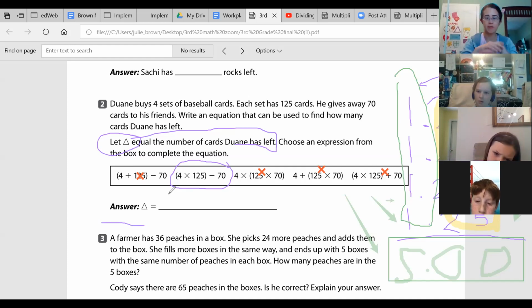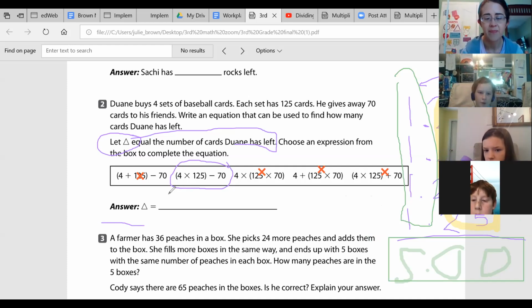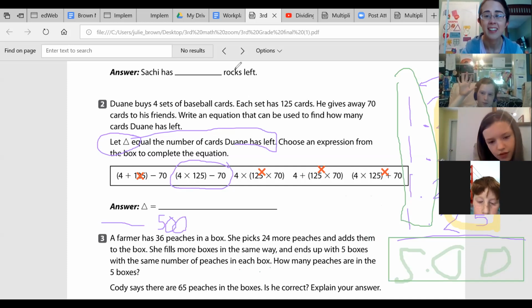So is my answer 500? No. Mm-mm. No, what did I forget to do, Hadley? Subtract. What happened was you forgot. I just had it. Wait, where was it? Let me go ahead and draw an arrow. May I?